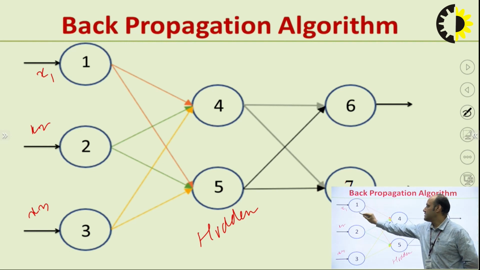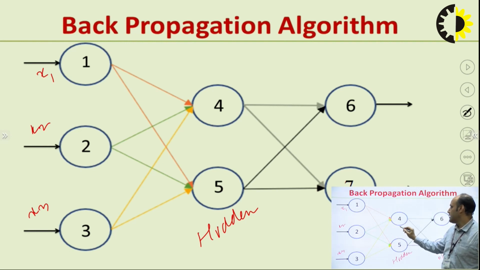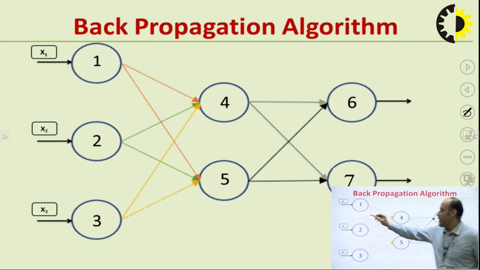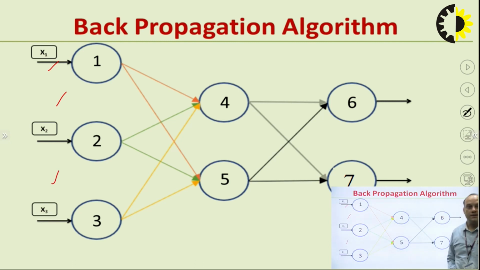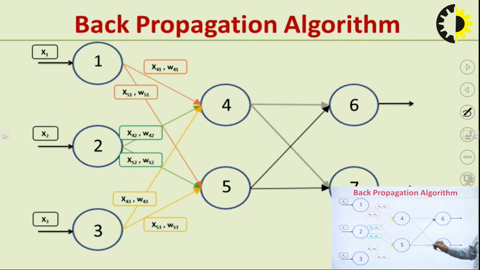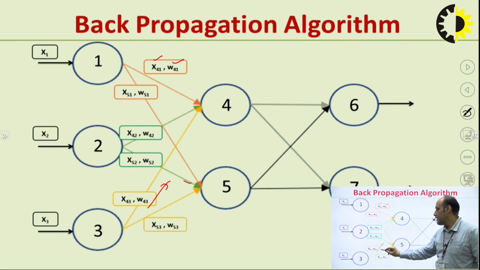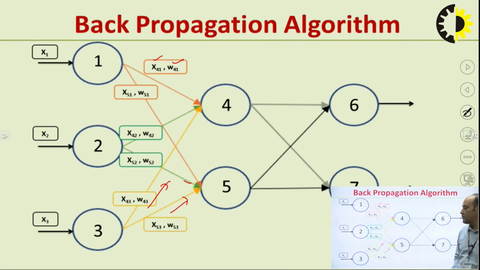This is my x1, this is my hidden unit, and this is my output unit. I am providing the input x1, x2, x3. Now, the input from this first unit goes to this hidden unit. I just name it x41. The weight I have assigned is w41. Similarly, x51, w51, x42, w42, x52, w52, x43, w43, and x53 and w53.